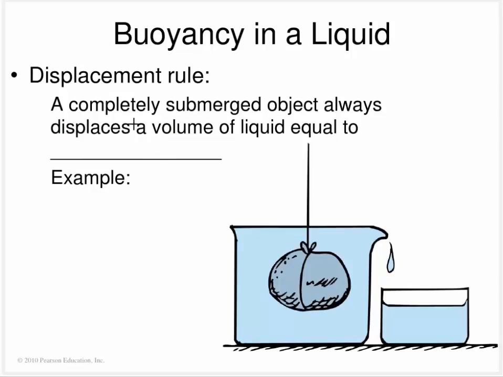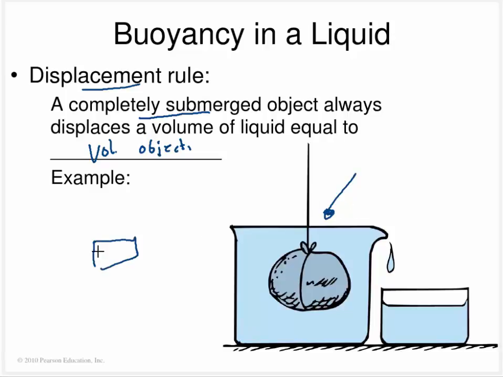Now, one of the last things I want to mention is going to be something called a displacement rule. If you take an object and you completely submerge it, then it's always going to displace a volume of a liquid equal to the volume of the object. And this can be a great way to measure the volume for irregularly shaped objects.